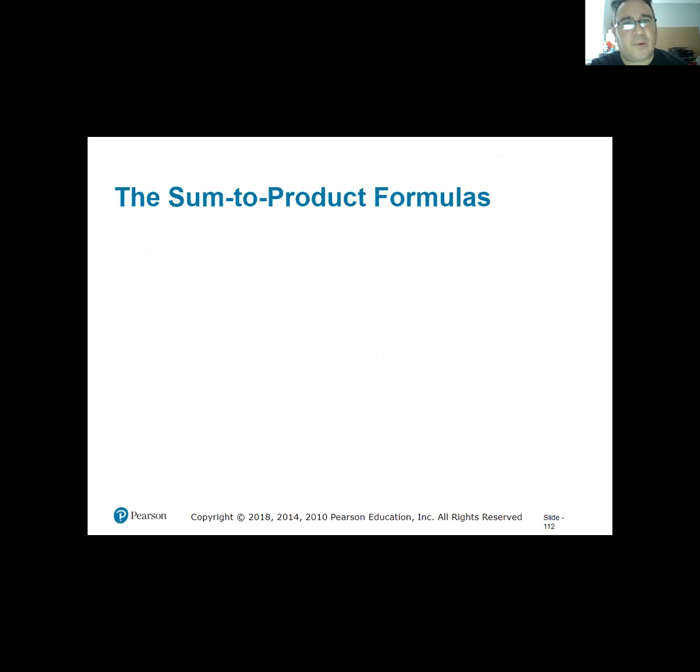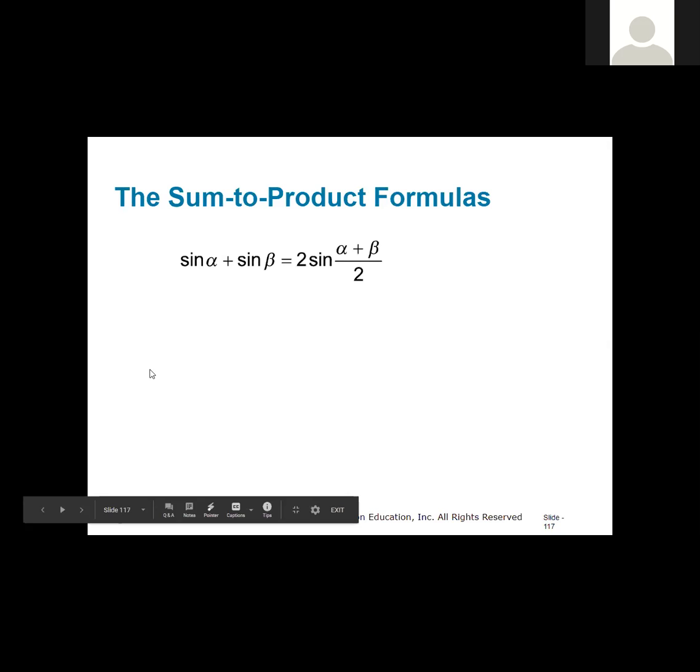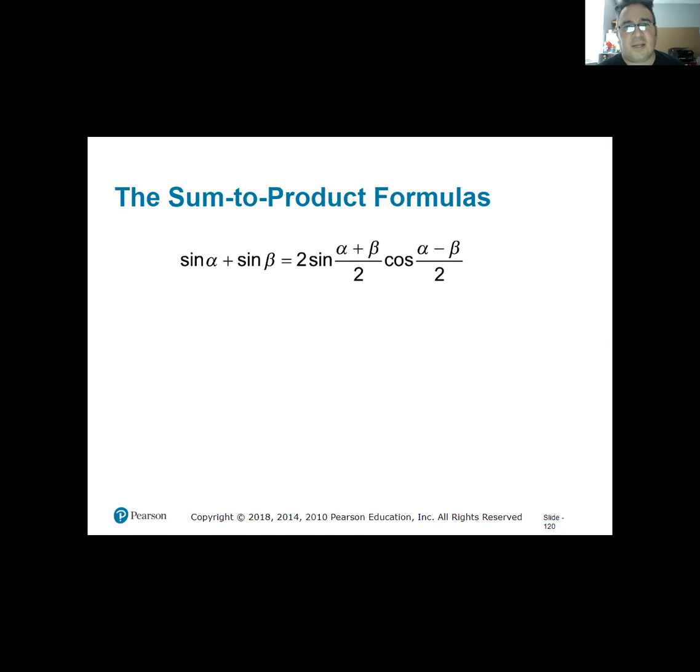This is the sum to product formula. So we did product to sum, so these are sum to product formulas. And this one, sine of alpha plus sine of beta. Volunteer, help me out. What is this? Two sine of alpha plus beta over 2, and then cosine of alpha minus beta over 2. Good, Sarah. Okay. 2 sine of alpha plus beta over 2 times cosine of alpha minus beta over 2, right?